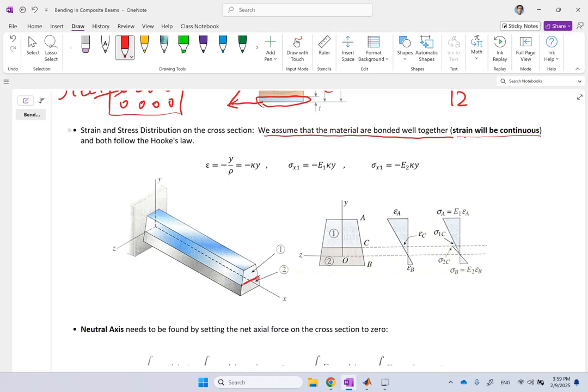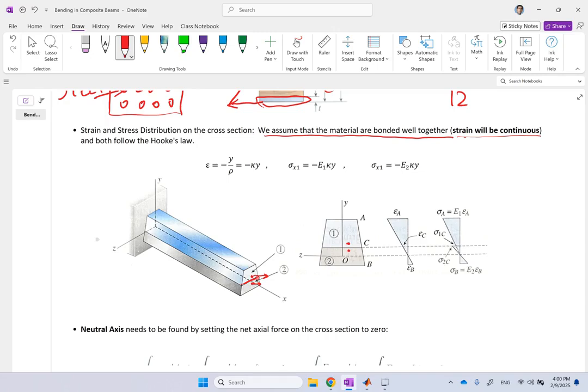Okay, consider a point right above this boundary and a point below this boundary, and the amount of displacement for each one of them in the x direction. If there is a discontinuity at this boundary, so this one goes a lot more than this one does, then these two layers, these two materials, will be separated off each other, and that is not what we are assuming here.